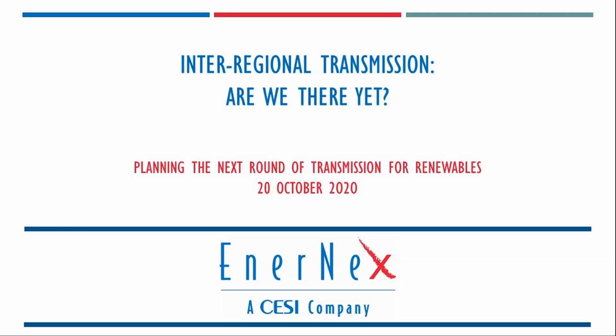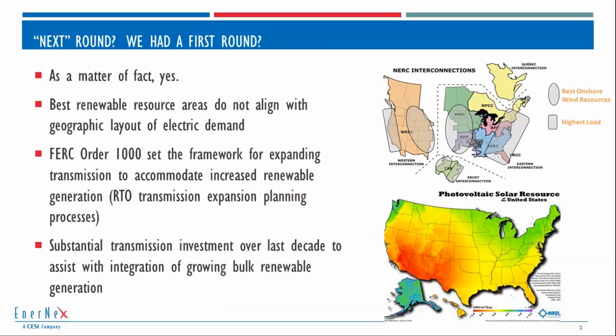I'm going to pick up on a few threads that were left hanging by both Jason and John in the previous presentations, talking about interregional transmission planning for renewables. When I first saw the presentation title, which is sort of given to me, my first question was, next round, did we actually have a first round? And this echoes some of what John says. Well, we did, as a matter of fact, coming from FERC Order 1000, which allowed us to essentially plan and build transmission that wasn't for the traditional purpose of reliability only. Economics and achievement of renewable energy goals were valid propositions for building transmission, assuming that cost benefits could be shown to be favorable.